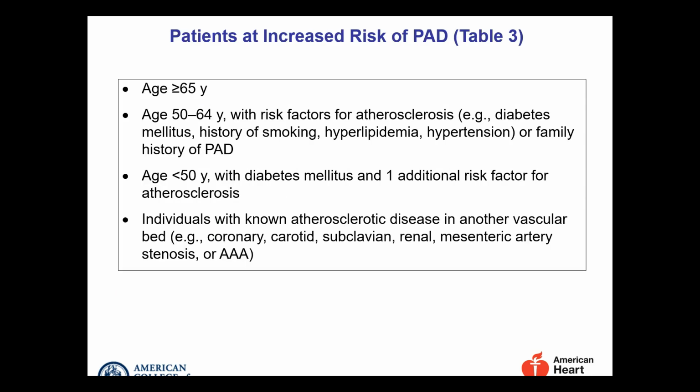What are risk factors though? If you're over age 65 or even younger and have other issues, smoking is really huge. Hyperlipidemia, hypertension, diabetes. Is there a family history? What if you're less than 50 and you have diabetes and another risk factor such as you smoke? So you're at increased risk, so we need to screen all of these populations here. Also, we can't forget about other vascular beds such as coronary, carotid, subclavian, renal, mesenteric artery, stenosis, AAA.